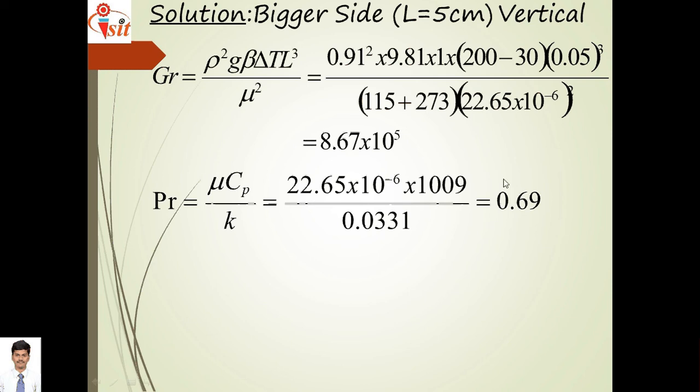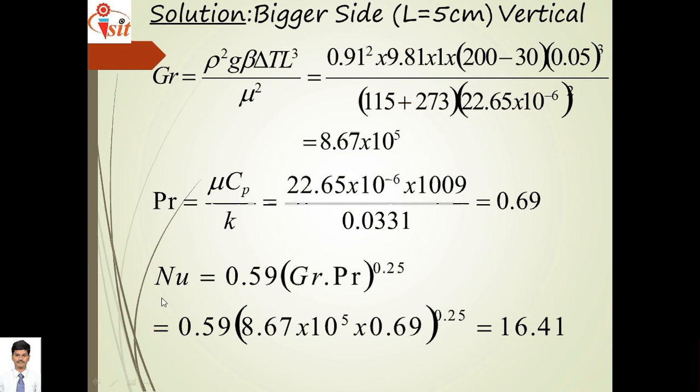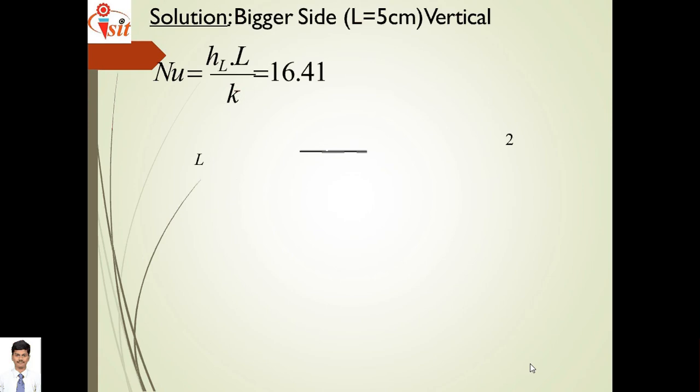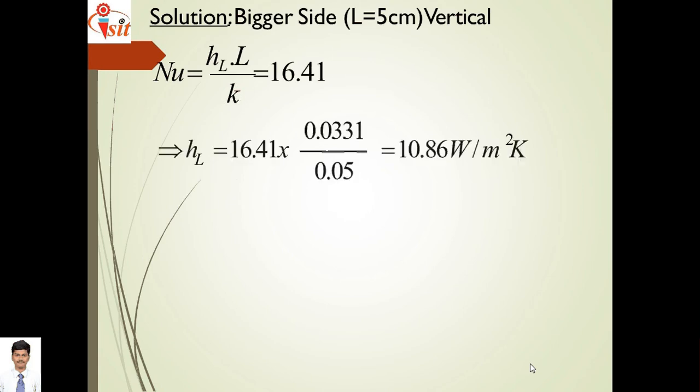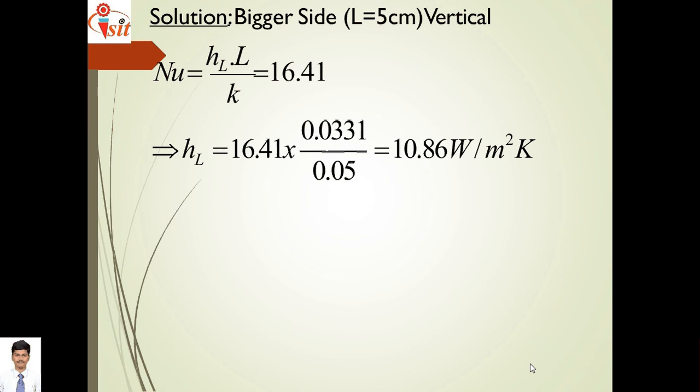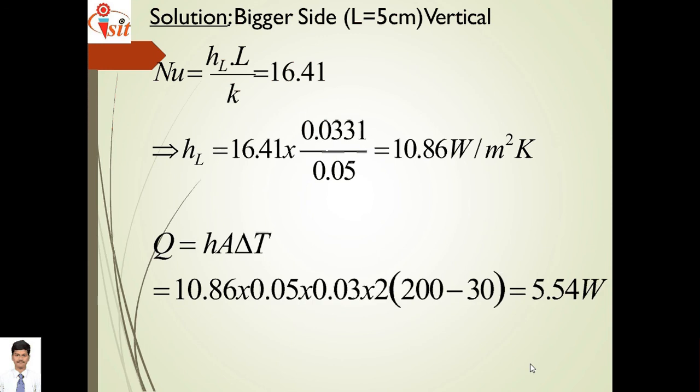So after getting Grashof number and Prandtl number, use the empirical correlation. Nusselt number is equal to 0.59 (Grashof into Prandtl) raised to 0.25, and Nusselt number is equal to 16.41. Once the Nusselt number is known to us, find out the h value, right? So Nusselt number is equal to hL upon K and the value of h is 10.86 watt per meter square Kelvin, and use this value of h in this equation. Q is equal to hA delta T. The h value is 10.86, just as we calculated.